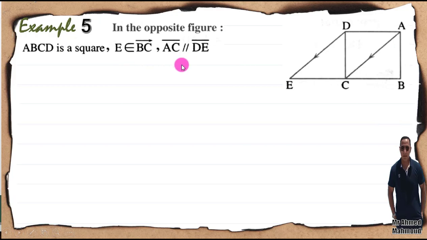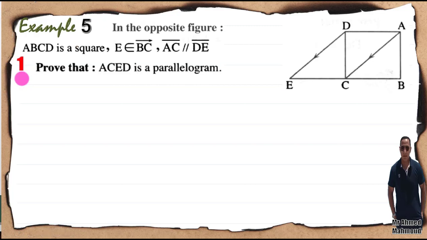In this example, ABCD is a square, as we see here. E belongs to ray BC, that means that BCE is a straight angle, and AC is parallel to DE. Number one, prove that ACED is a parallelogram. Here we have AC and DE parallel, so what I need to prove is that AD is parallel to EC, and then we get two opposite sides parallel.